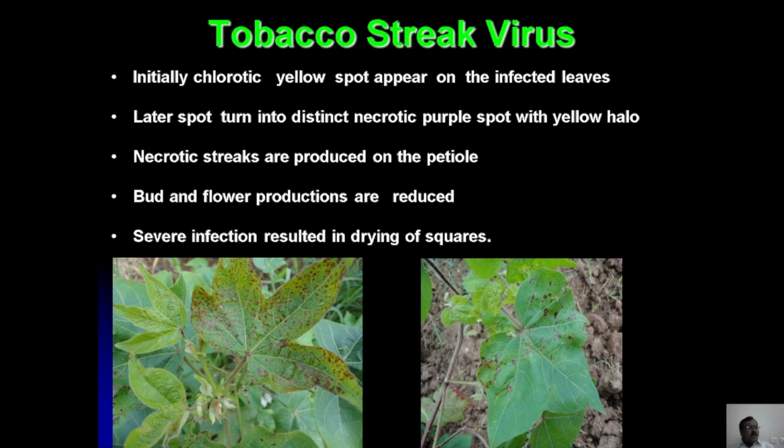Among the viral diseases, an important one is tobacco streak virus. Initially, the virus produces chlorotic yellow spots on the infected leaves, and the spots later turn into necrotic purple spots with a yellow halo. Necrotic streaks are also produced on the petiole as well as on the stem. Bud and flower production are reduced in infected plants, and severe infection also results in drying of squares.